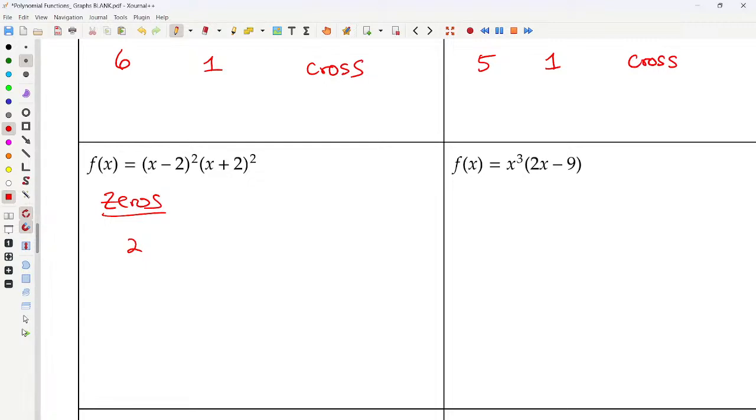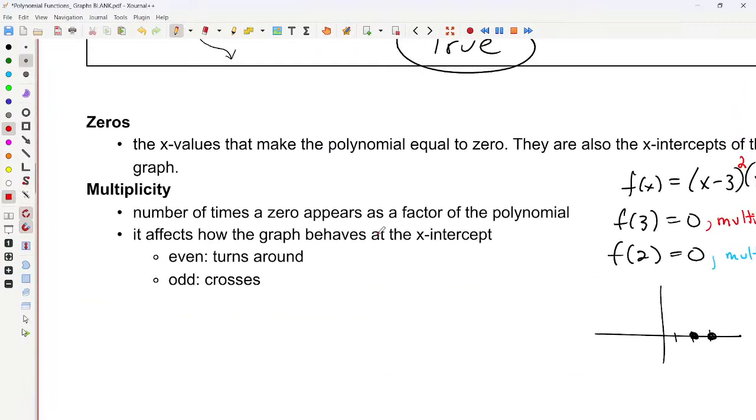I know you guys are going to tell me 2 and negative 2. Yep. You're going to tell me their multiplicity is 2. 2 and 2. And yes, they're both going to turn. It's that simple. It's almost like I don't want to do this anymore. It's just about if they're even or odd. Yeah, that's it. Okay. Multiplicity, even, turns around. Odd, crosses.